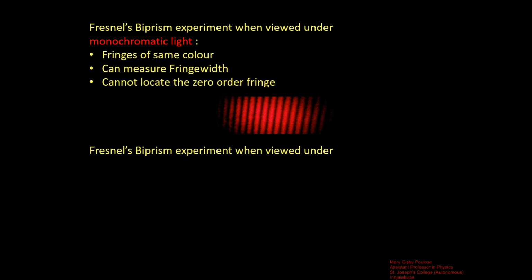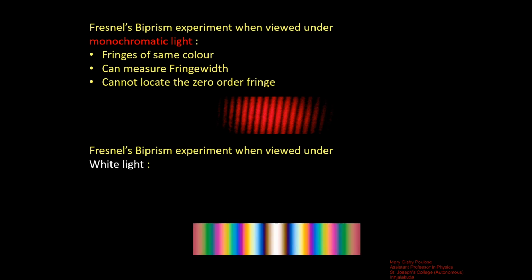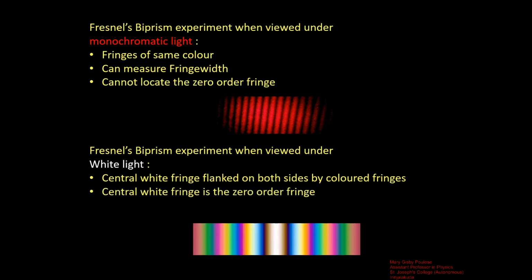Now, when we use white light in Fresnel's biprism experiment, we get a pattern as such. Here we have the central white fringe, which is flanked on both sides by colored fringes. The central white fringe gives the position of the 0th order fringe.